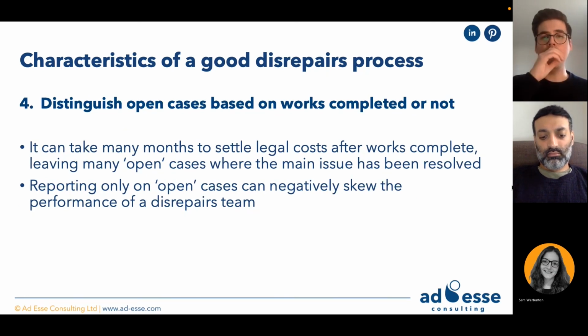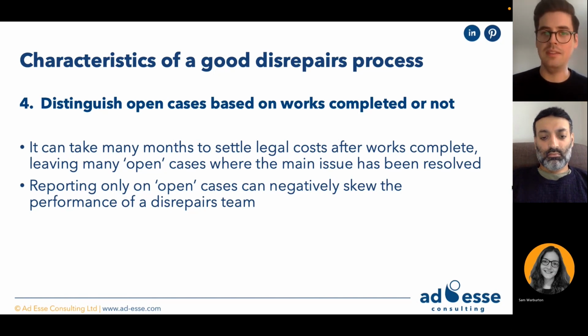And then lastly, this is more a point around reporting. It's very important to be able to distinguish open cases based on whether the works have been completed or are still pending, still waiting to be completed. The reason being, once works are done, the case is still open, as I've mentioned, for maybe quite a few months while the legal process is still being finished off.